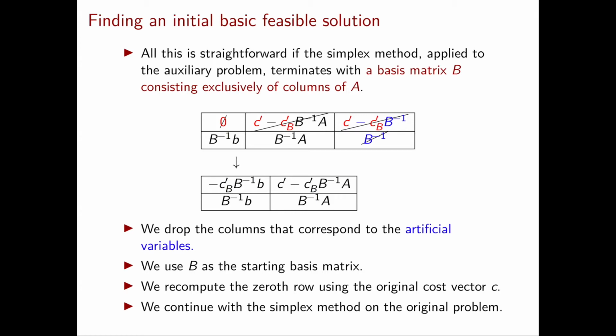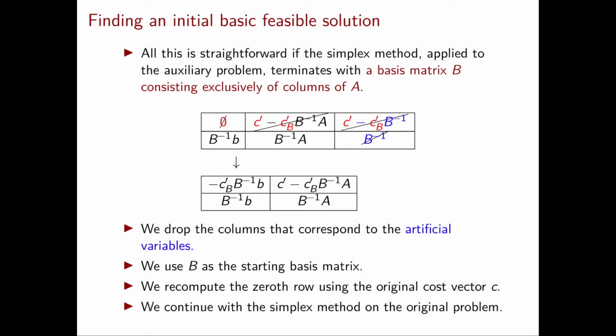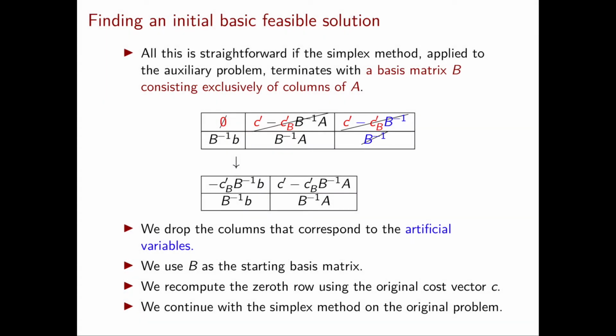The remaining rows of the optimal tableau are B inverse b, and then we have B inverse times the constraint matrix. So B inverse A here and B inverse here. Since the basis matrix B only contains columns of A, I can simply drop the columns corresponding to the artificial variables and use B as a starting basis matrix. The only other thing that we need to do is to replace the 0th row, and this is because the objective function changes from the auxiliary problem to the original problem. So we only need to recompute the 0th row using the original cost vector c.